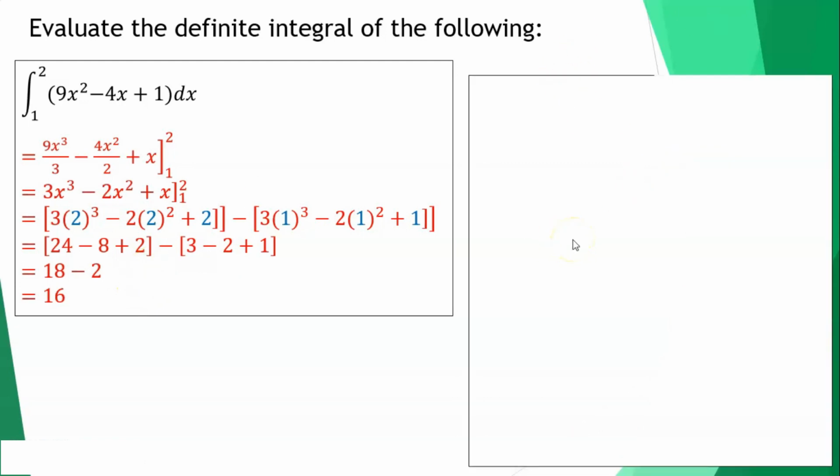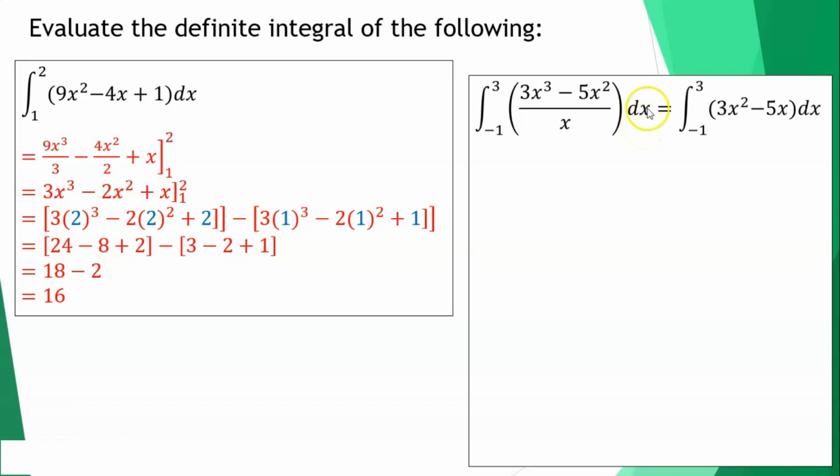Okay, another example. Evaluate the integral of 3x cubed minus 5x squared over x dx evaluated from negative 1 until 3. Take note here, we can simplify. With this, we can rewrite this as 3x cubed divided by x, that's 3x squared. 5x squared divided by x, that would become 5x. So that would mean the integral of 3x squared minus 5x dx evaluated from negative 1 until 3.